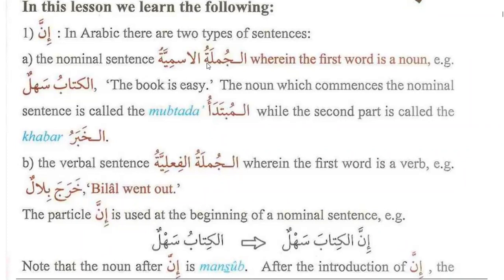A nominal sentence starts with a noun. Al-Jumlatul Ismiyah starts with the ism. And Jumlatul Failiyah starts with the verb. Al-Jumlatul Failiyah tabda'u bi failin. So, Jumlatul Ismiyah has two parts. First part is called Mubtada and second part is called Khabar. Mubtada in English is called Subject and Khabar in English is called Predicate.